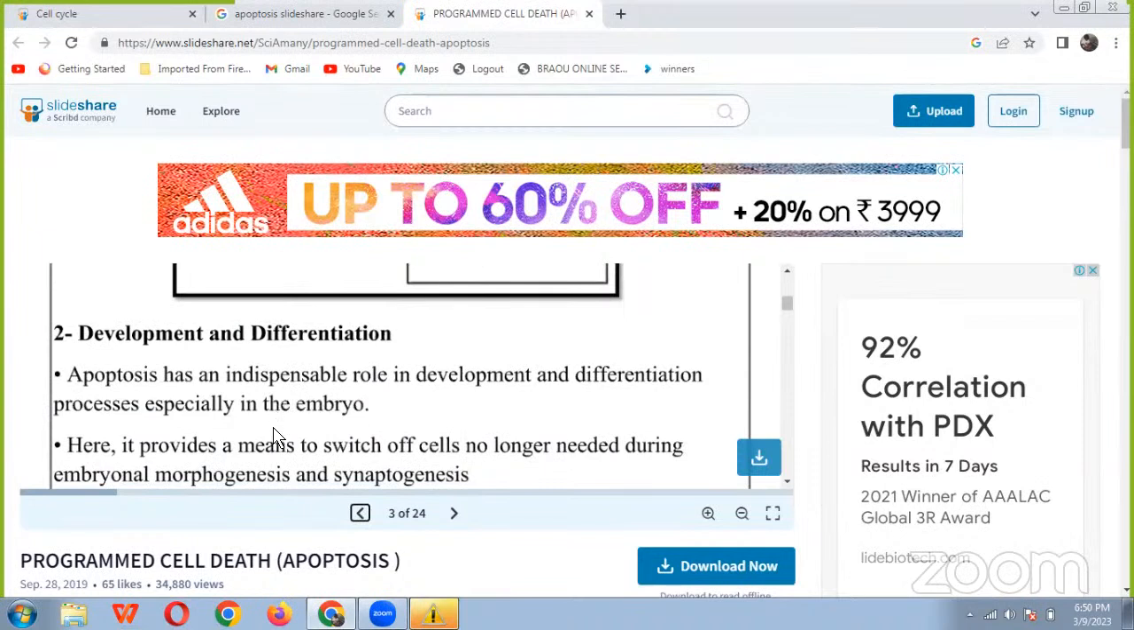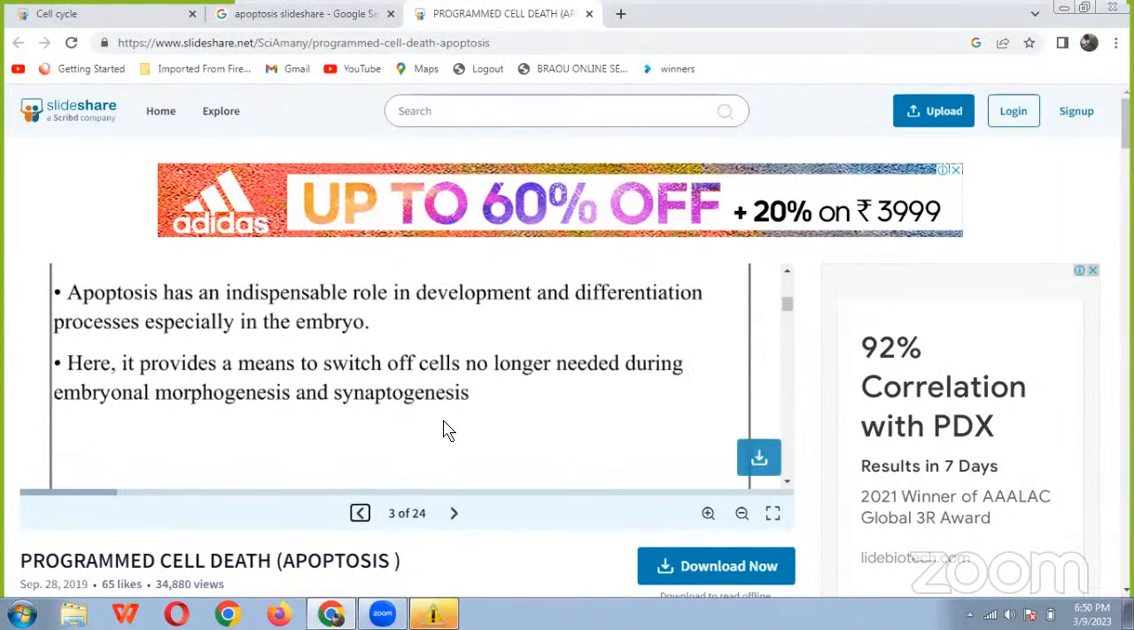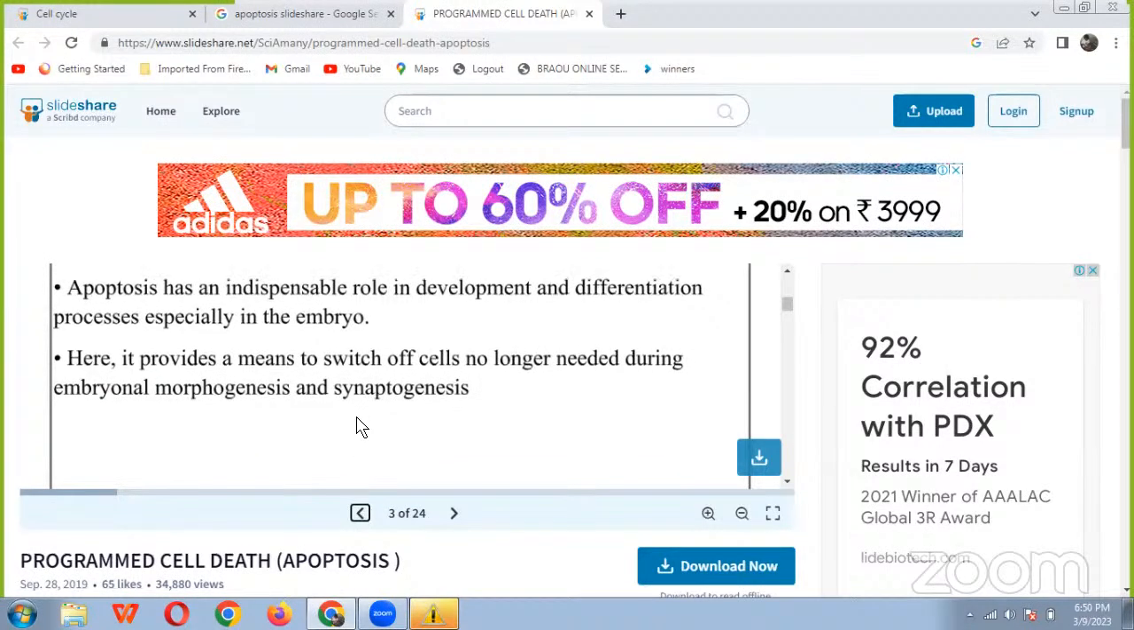Development and differentiation. What is development and differentiation? It plays an independent role in development and differentiation, especially in the embryo. In the embryo it provides for switching off cells that are no longer needed during embryonal morphogenesis and synaptogenesis.